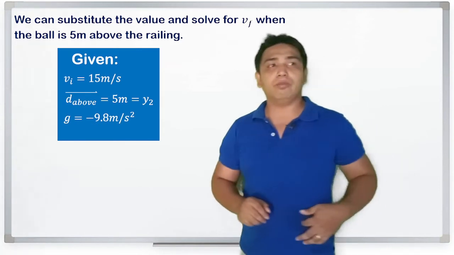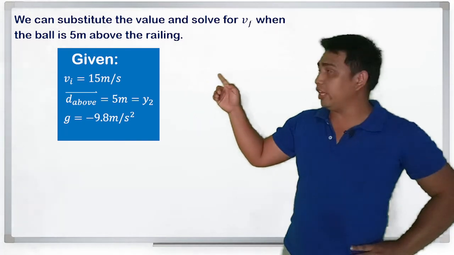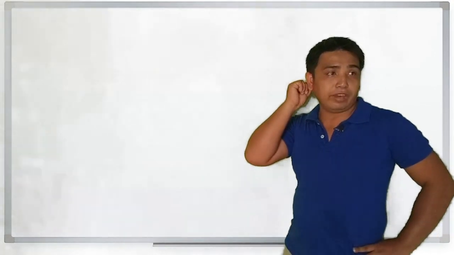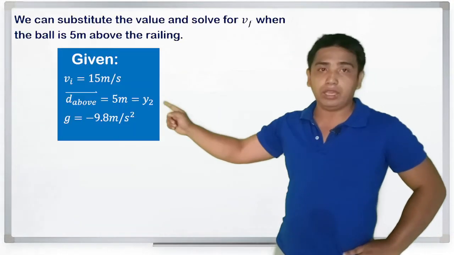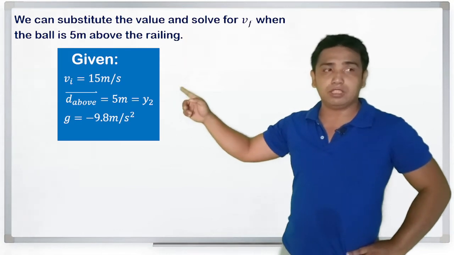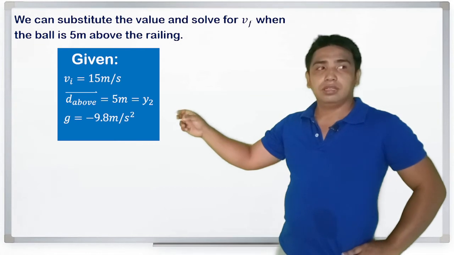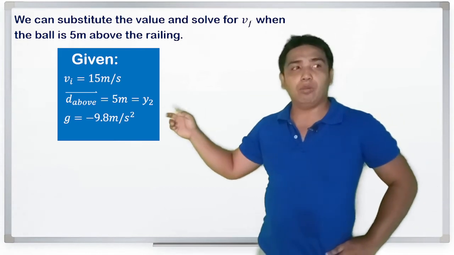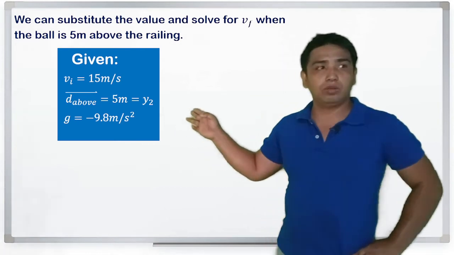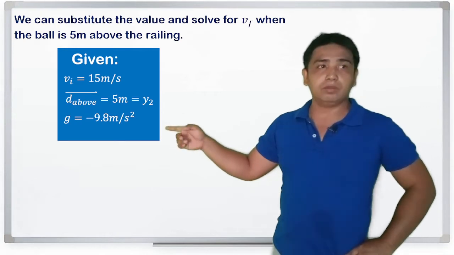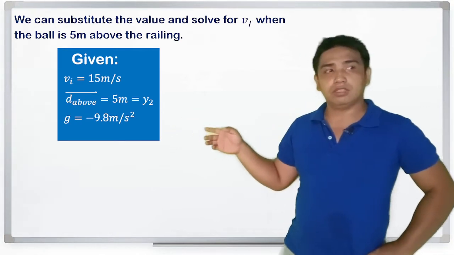So when the ball is 5 meters above the railing, our given v_yi is equivalent to 15 meters per second. And then 5 meters will be our y sub 2. And then the acceleration due to gravity is negative 9.8 meters per second squared. So we have to substitute that.